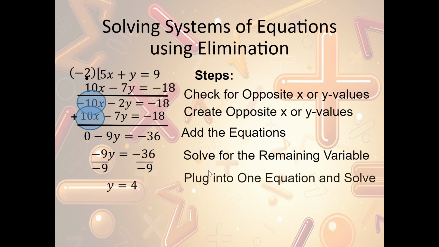Now I need to plug it into one of the equations to solve for the x value. So I'll use 5x plus y is equal to 9. And I'm going to plug 4 in for y. So now this says 5x plus 4 is equal to 9. Well, now I need to solve for x. So I'm going to subtract 4 from both sides. And I get 5x is equal to 9 minus 4 is 5. Divide both sides by 5. And I get x is equal to 1.